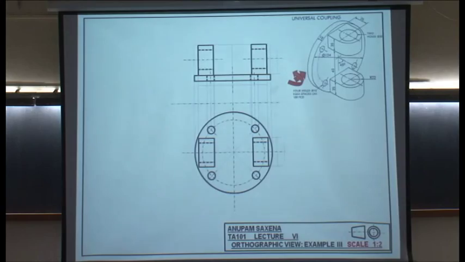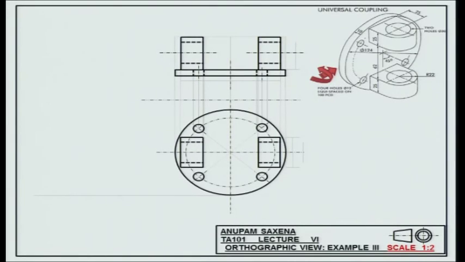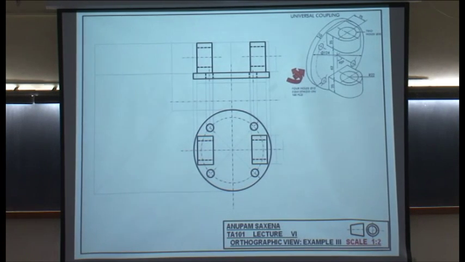How would you do the same exercise here? Start taking the horizontal projections from the top view. Draw a 45 degree line, go up, and join the projections emanating from the front view. Exactly the same exercise.